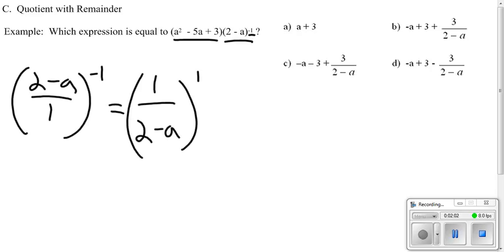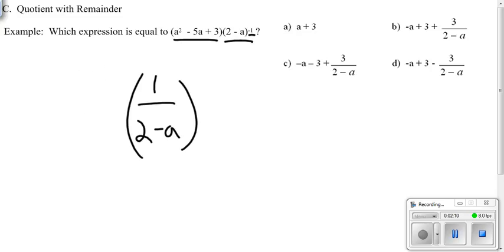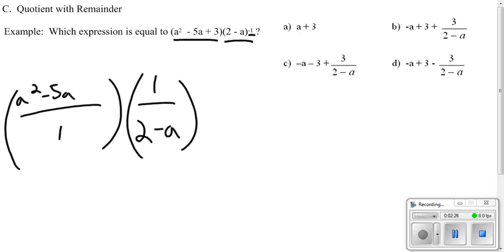And anytime you have something to the first power, it just stays itself. So we're now left with 1 over 2 minus a. Now when we want to multiply that by our other polynomial there, we can write that one as well as a fraction that's just over 1. We'll keep it just as it is. So a squared minus 5a plus 3.